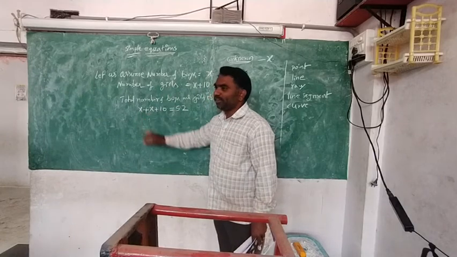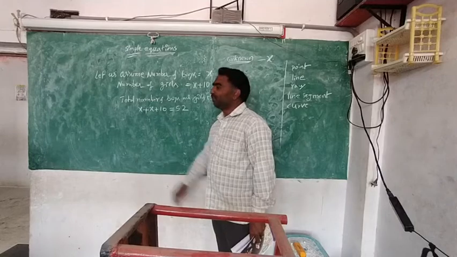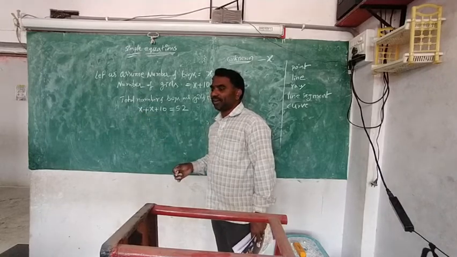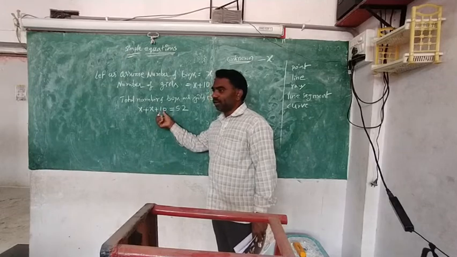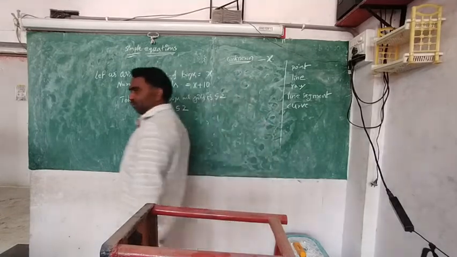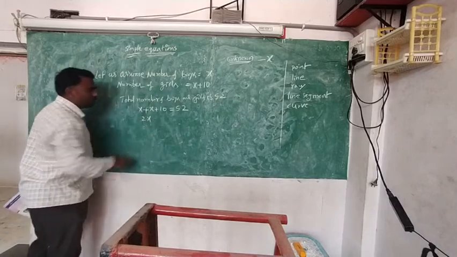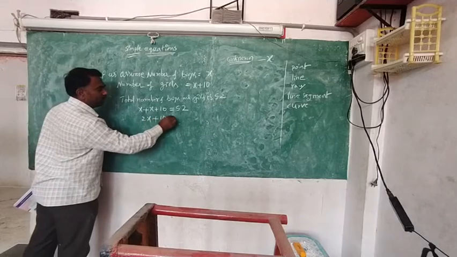One chocolate, two chocolates. Yes or no? But this 10 is not a chocolate. 10 is different, that's why we are not going to touch it. We only touch these two. So what is that? 2x plus 10 is equal to 52.